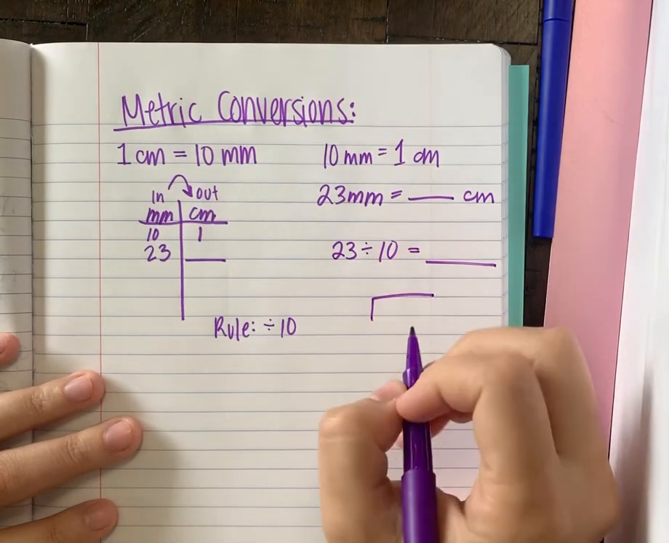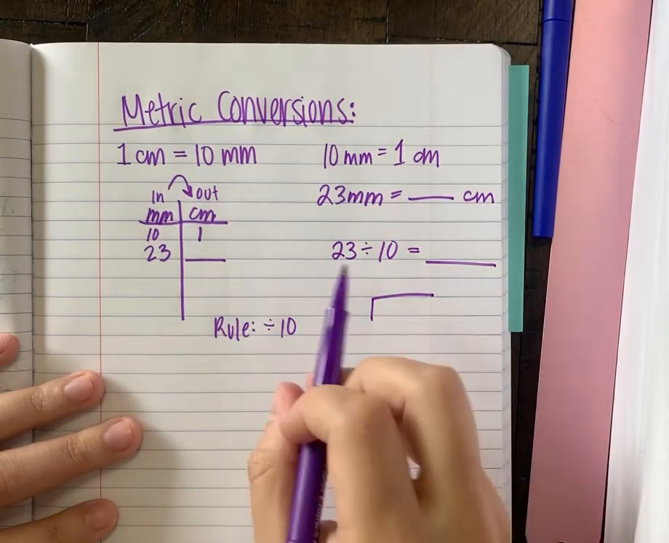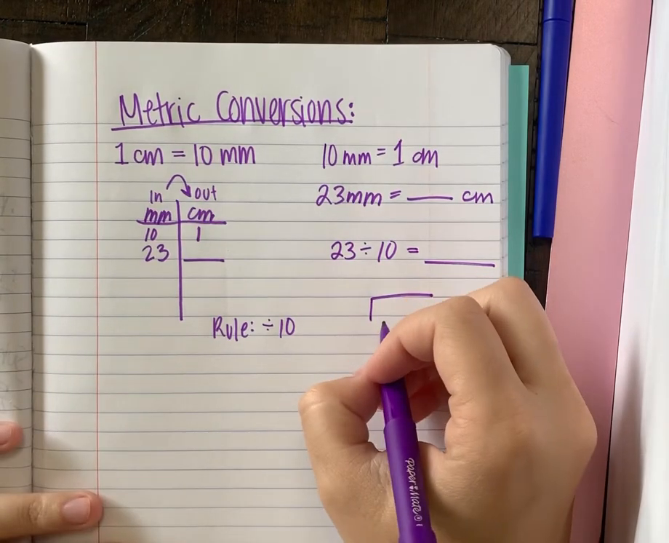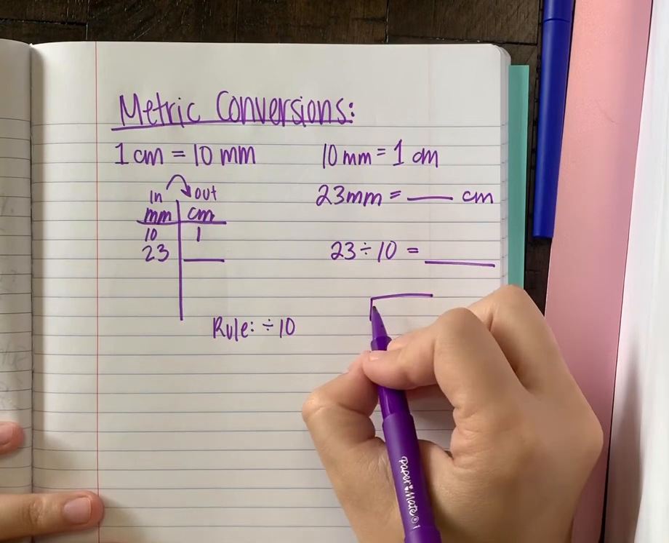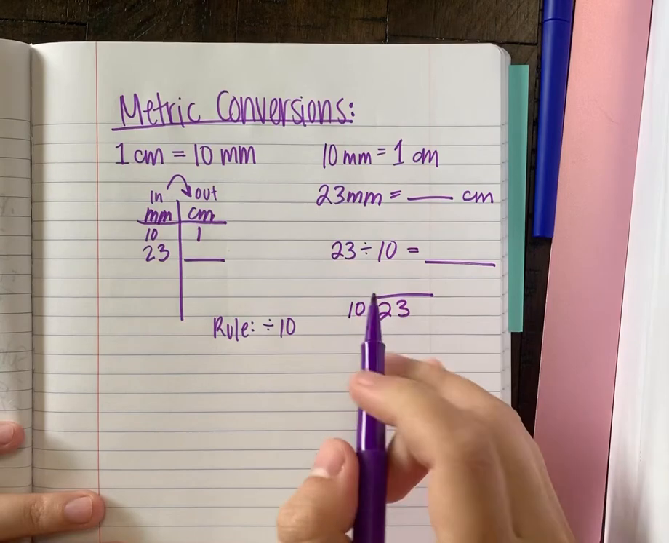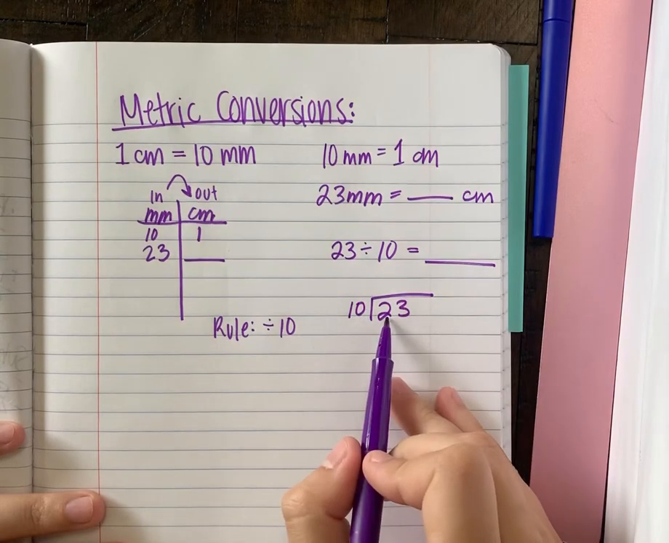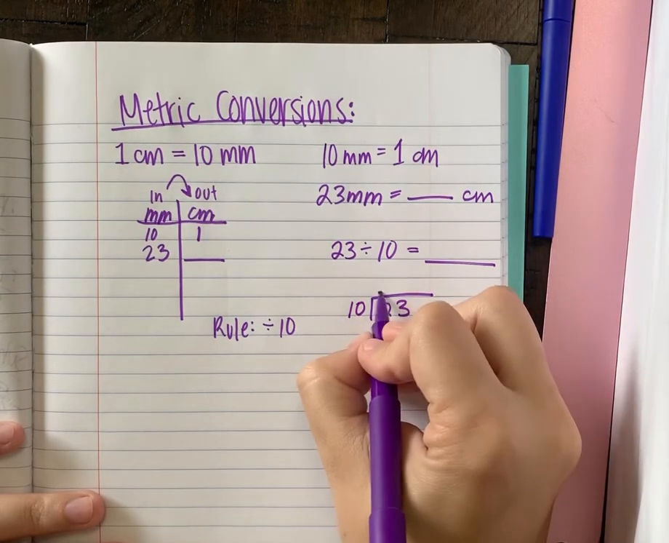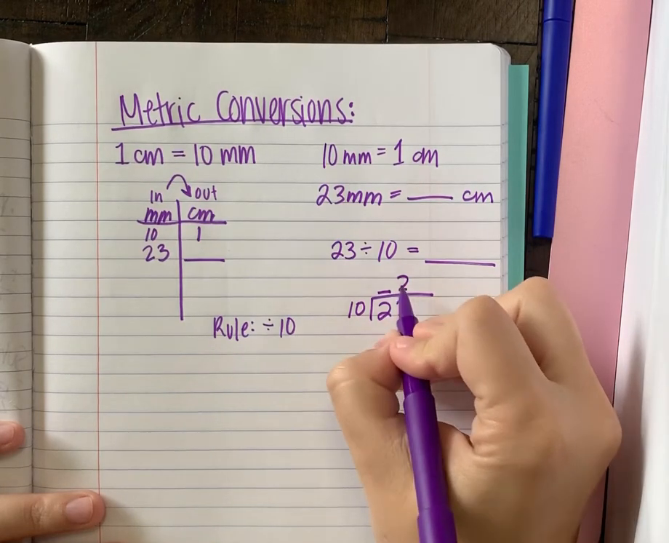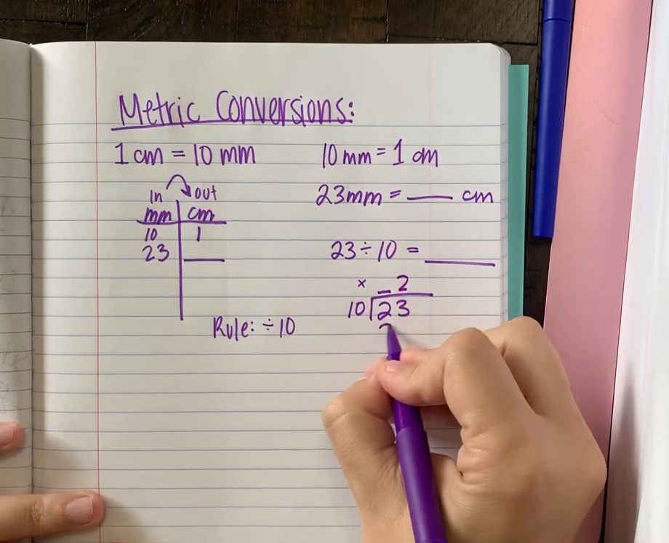So I'm going to go ahead and start my division over here. Yes, this is a pretty simple one. You could do it in your head, but I'm just going to show you all the steps, no matter what you're given, what steps you will follow. So we've got 23 inside of our house, 10 on the outside. Okay, 10 goes into 2, no times, so we've got a space holder. 10 goes into 23 twice because 2 times 10 is 20.